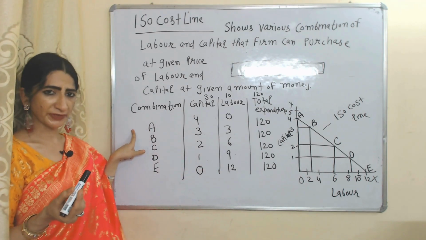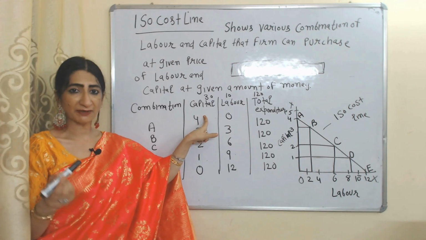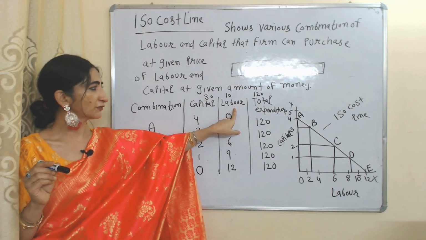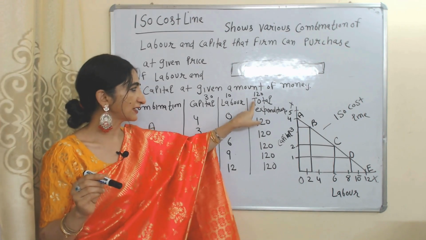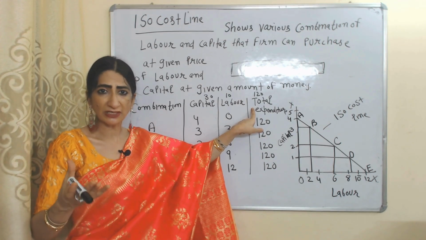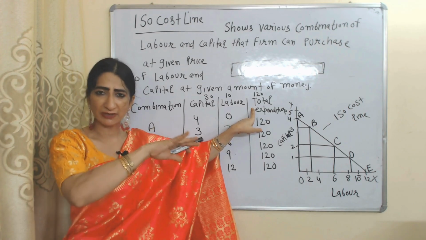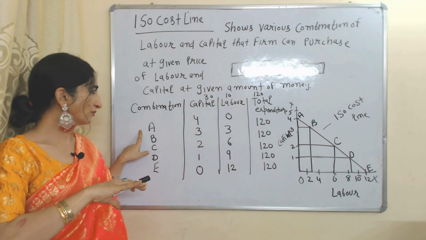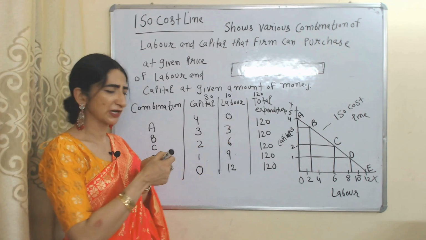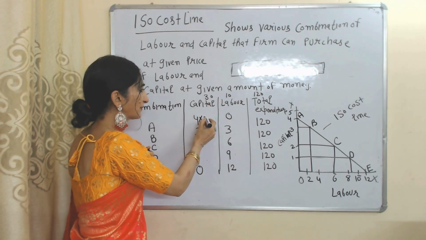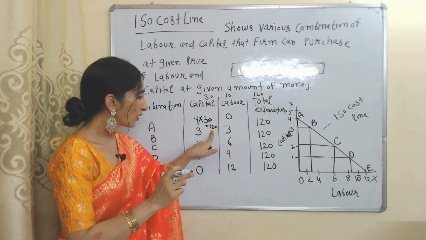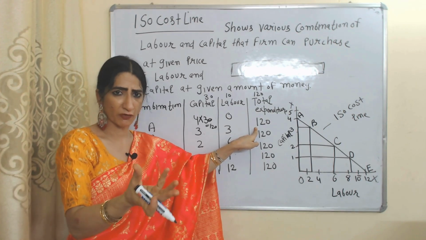In the first column we have the combination, in the second column we have capital, and the price per unit of capital is 30 and the price per unit of labor is 10 and total expenditure is equal to 120. Total expenditure means the money that the producer has for spending on labor and capital. At combination A, the producer is buying 4 units of capital but 0 units of labor, and the price per unit of capital is 30. 30 multiplied by 4 equals 120, meaning 120 comes within the expenditure of the producer.